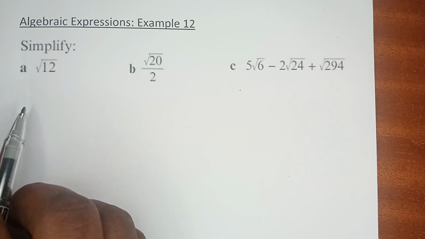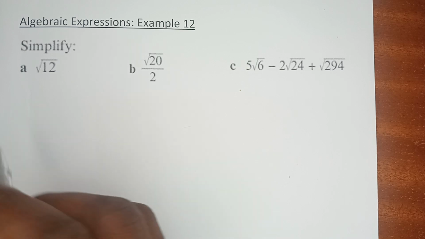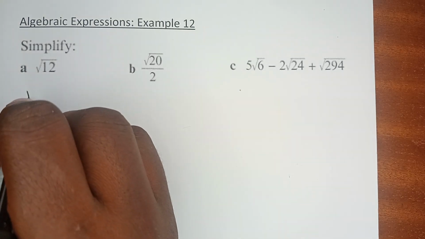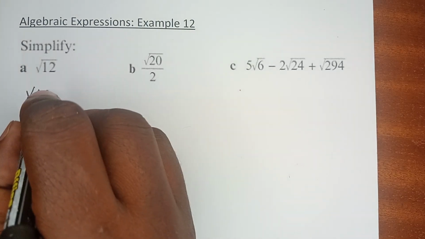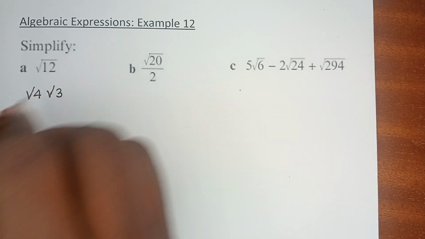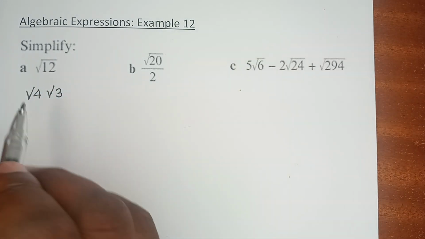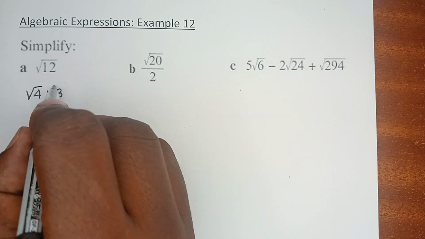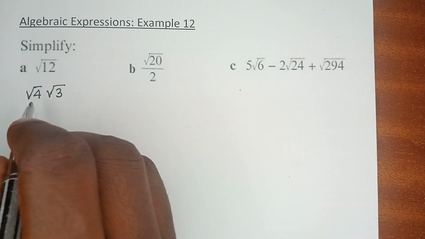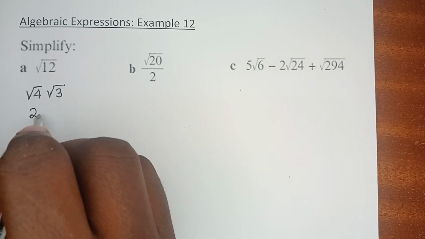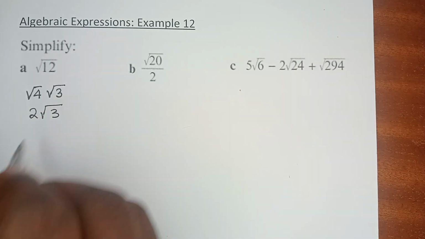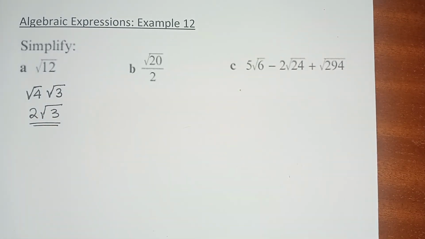And 4 is a perfect square. So in part A, we are talking of root 4 times the root of 3. And the square root of 4 is simply known. It is 2. So 2 times root 3 is now the simplification of that first part. That being the case, we now go to part B.